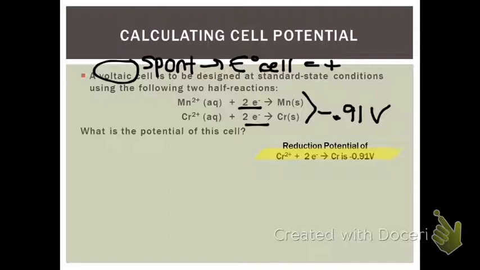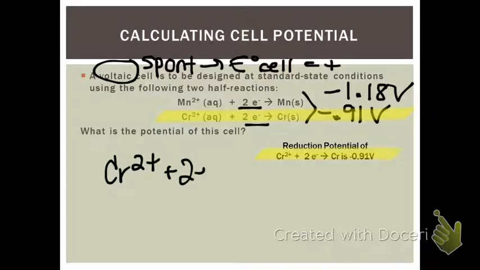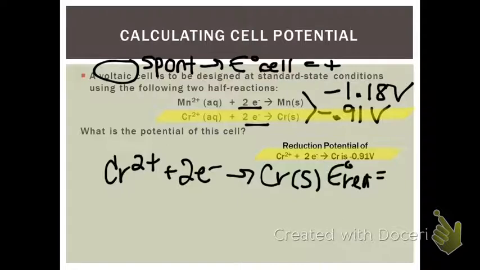If you use the reference chart that you have, the appendix values, in your notes you'll find that Mn2+ plus 2 electrons makes Mn solid is negative 1.18 volts. Now, they're both negative. But remember, the one that's more positive, or less negative, whatever way you want to say it, will stay the way it is because it's more likely to undergo reduction than the other one. So since this one is more positive, it will stay the reduction. I'm copying it down. It's going to be my reduction, and it's going to be negative 0.91. And then the other one I'm going to flip.